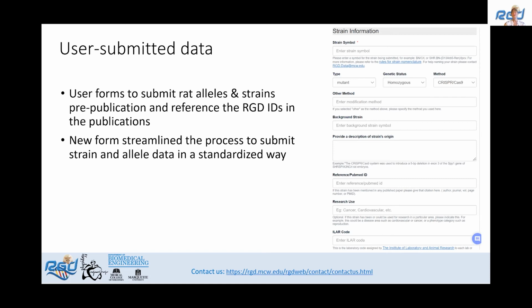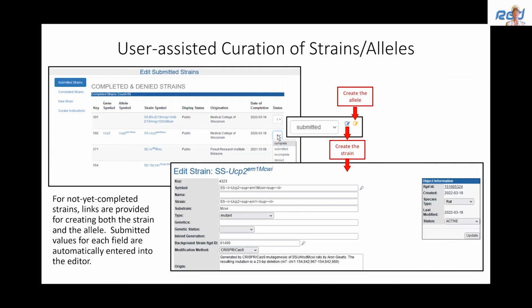And then that gets migrated over to the curation aspect, where the curators can either create an allele or create a strain, and the information that was provided by the user is automatically populated. And then that strain or allele can be made public either immediately if the user wants that, or upon publication. So we can hold off until they tell us that we can go forward.